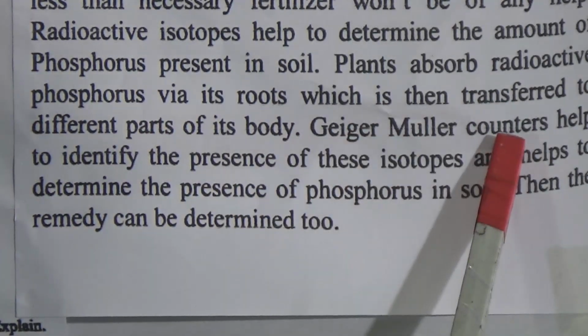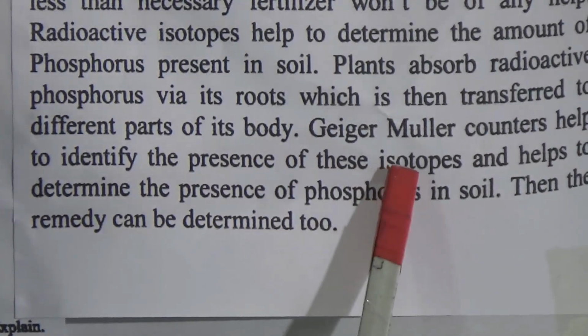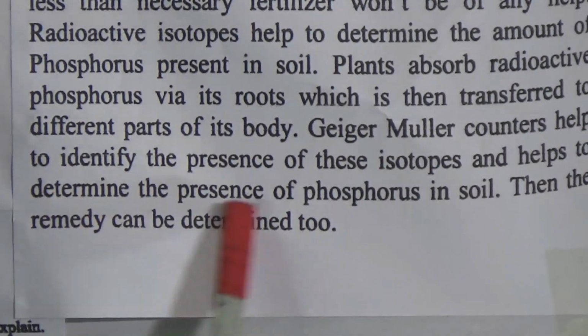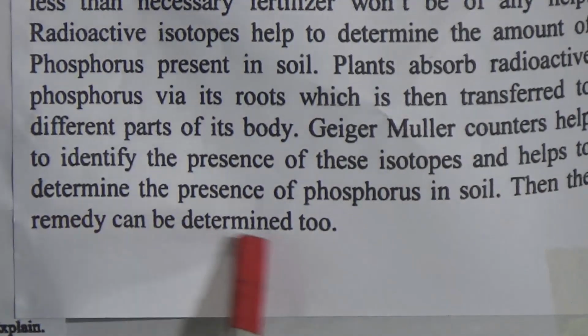Geiger-Muller counters help to identify the presence of those isotopes and help to determine the presence of phosphorus in the soil. Then the remedy can be determined too.